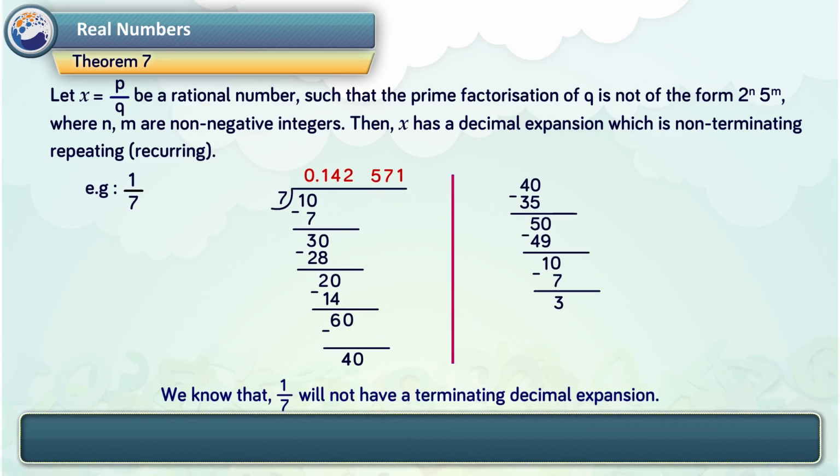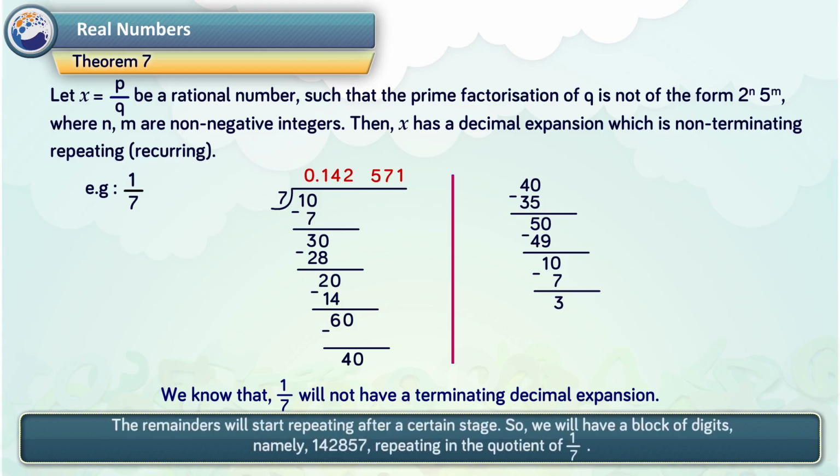So we know that 1 upon 7 will not have a terminating decimal expansion. The remainders will start repeating after a certain stage. So we will have a block of digits, namely 1, 4, 2, 8, 5, 7, repeating in the quotient of 1 upon 7.